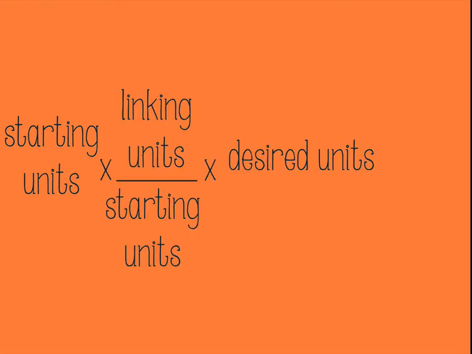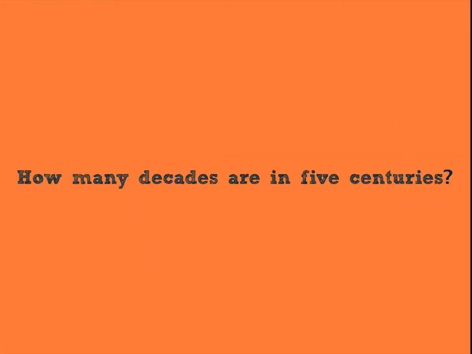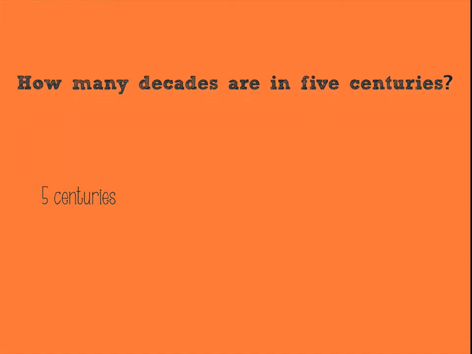Conversion factors allow you to change from one unit to another, and so on until you get the units that you want. So let's try an example problem. How many decades are in 5 centuries? Start with what you're given, 5 centuries. Next, in order to get rid of the current unit, centuries, we have to cancel it with the same unit on the bottom of the next conversion factor.